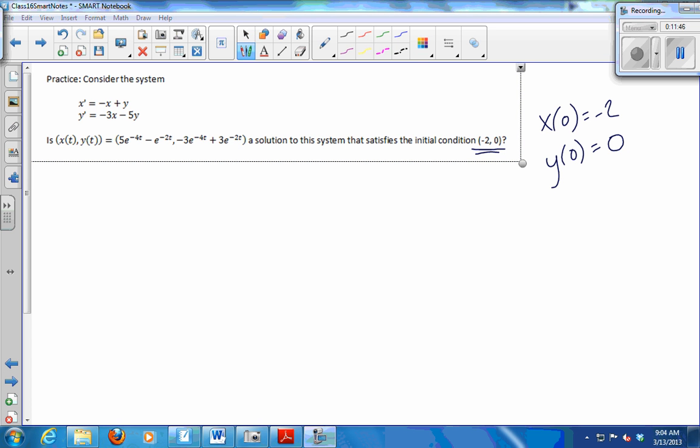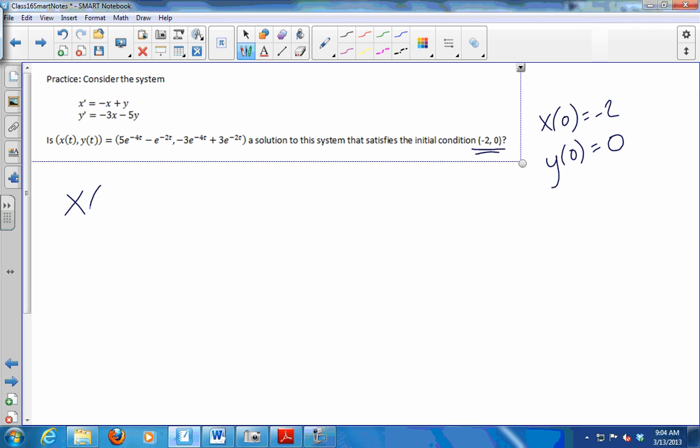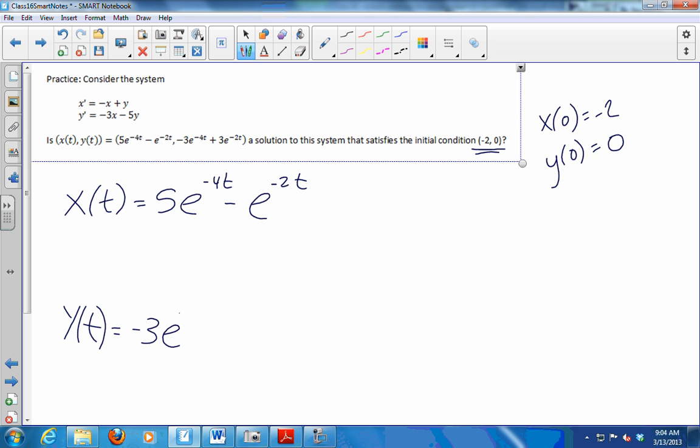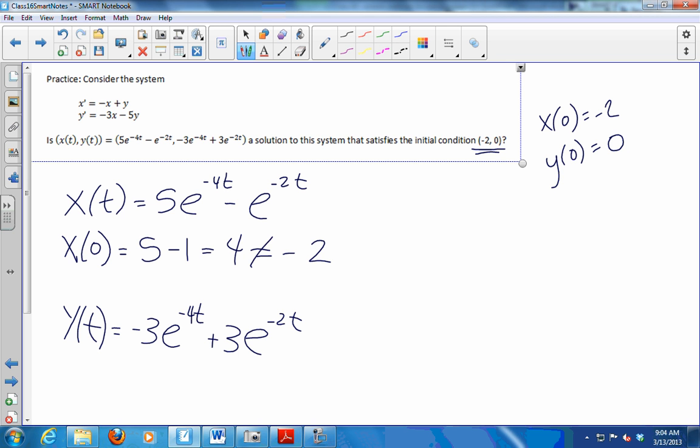So the easiest thing to check are the initial conditions, right? If x of t is 5 e to the negative 4t and y of t, I have to check that x of 0 is negative 2. When I plug in zeros here, I get 5 minus 1, which is 4, which is not negative 2. So done.